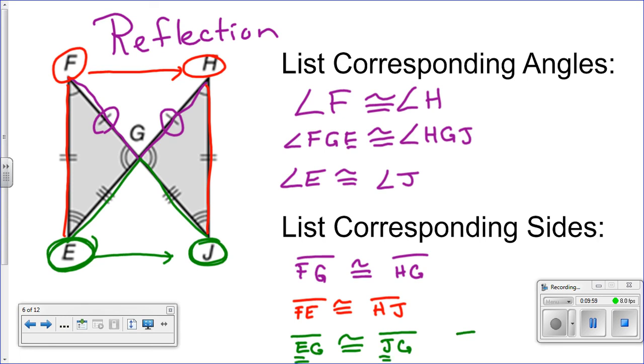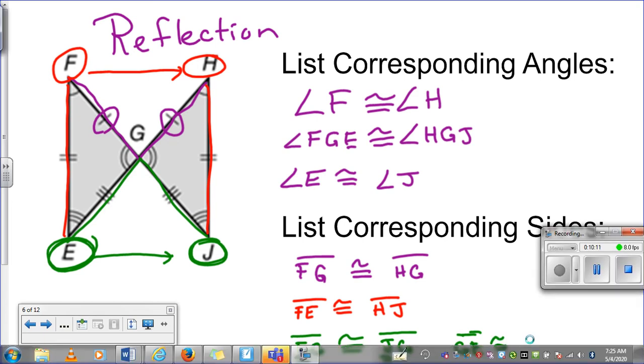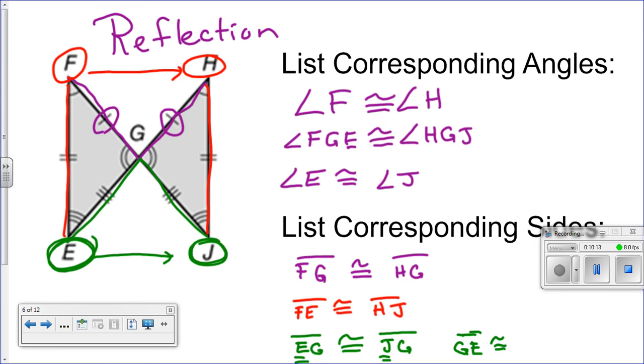Now you could list this as GE, but if you're going to list that as GE, then you would also have to list on the other side, you would have to say GJ. So you'd have to be consistent on both sides.